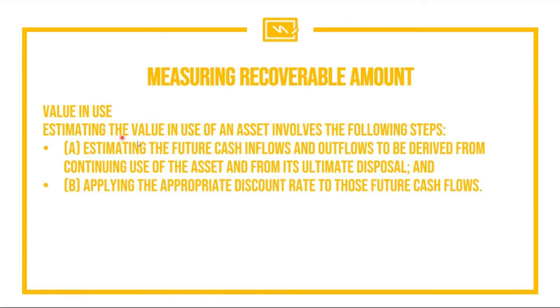So in estimating the value in use of an asset, the following steps are going to be involved. The first step is estimating the future cash inflows and outflows from continuing use and ultimate disposal. So in the case of MAS, the ultimate disposal is known as the terminal value. And then applying the appropriate discount rate to those future cash flows. If the data are already there, it's very simple. You simply get the cash flow and multiply it by the present value factor based on the discount rate identified. So that's very easy. The difficult part is actually estimating and computing for the future cash flows.